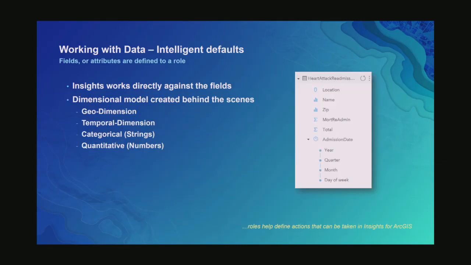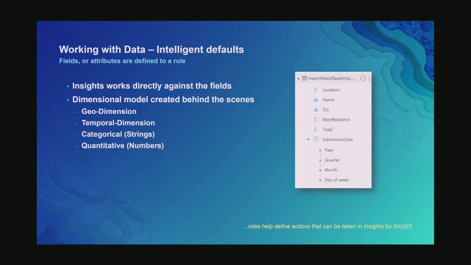Ultimately, when we do bring that in, you're not just working at the layer level as in traditional ArcGIS. You're working with the fields themselves. We expose everything, and when we do, we interrogate that data behind the scenes. We understand what the field's role may be. In other words, we identify geodimensions, temporal dimensions. We understand the categorical information, strings, as well as the quantitative information, numbers, measures. We bring all that in and we identify a role such that you as a user, when you want to work with that, you drag that field over onto the page, we know exactly what to do with it.